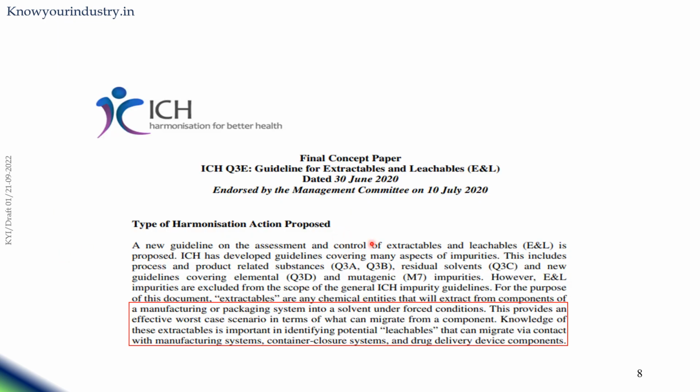You can see another classical guideline which is derived for extractable leachables by the International Conference for Harmonization. This is the final paper which is talking about the guideline for extractable and leachables, which is dated 30th June 2020. You can find it in ICH Q3E. So it is talking about the manufacturing or packaging system of a pharmaceutical product and how the extractable and leachable testing should be performed in a particular product.